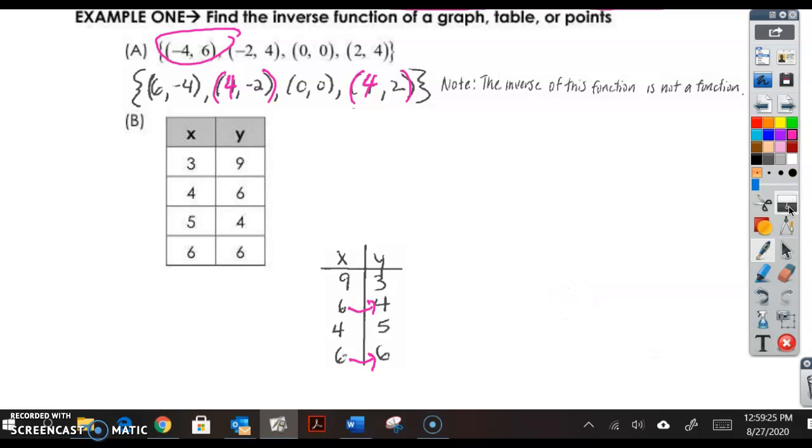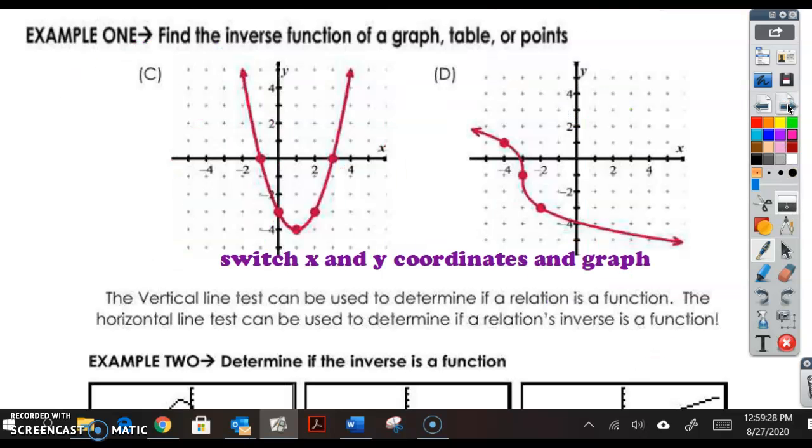So now we are going to do that graphically. Find the inverse of a graph, table, or points. Okay. So we're going to go ahead and switch the x and the y coordinates and try to graph them. You're going to be doing this in the practice in the U-Try a little bit lower, but we'll do these together. So these coordinates, I'll start with the first one here. The vertex is at (1, -4). So if that's at (1, -4), let's see if I can draw a line.